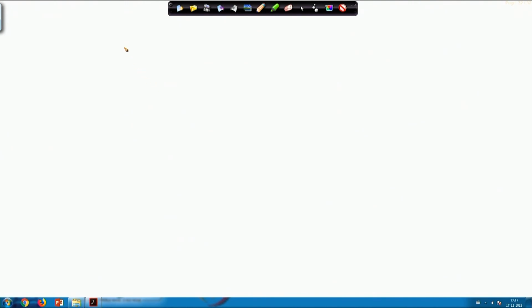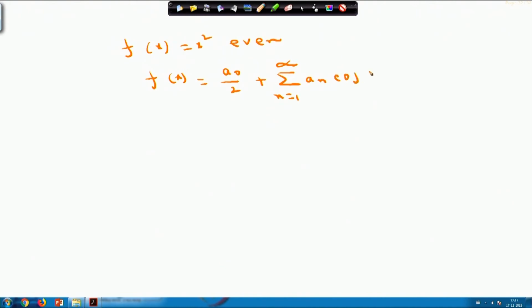So, since f(x) equals x square, this is an even function. So, there will be only terms of a naught by 2 and a_n. So, f(x) can be represented as a naught by 2 plus summation n equals 1 to infinity a_n, only the cos term will be there, cos of n pi x by L.